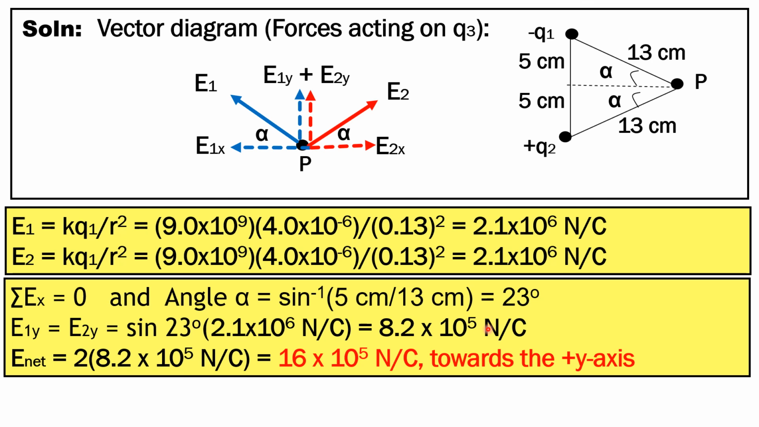Since we are looking for the net or total electric field, we already canceled the two x components, E1x and E2x. We are left with the two vertical components, E1y and E2y, adding them together vectorially. We get 8.2 times 10 to the 5th newtons per coulomb multiplied by 2, and this is our answer: E net equals 16 times 10 to the 5th newtons per coulomb. And the direction, as shown in our vector diagram, is towards the positive y-axis.